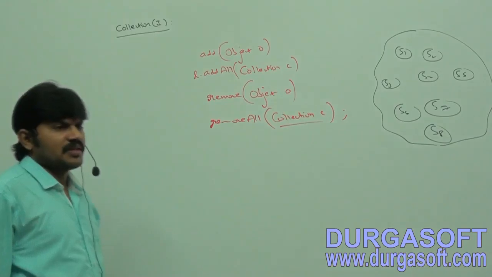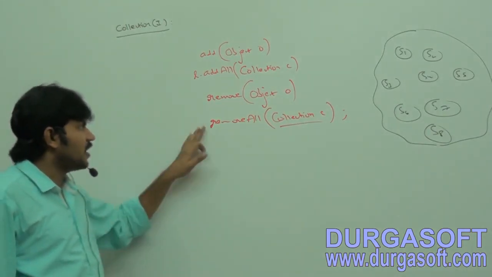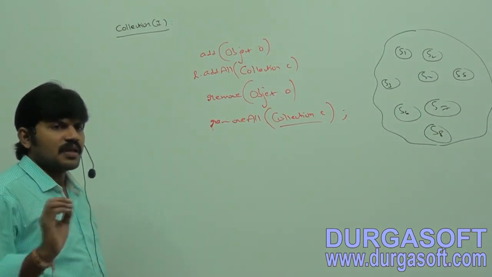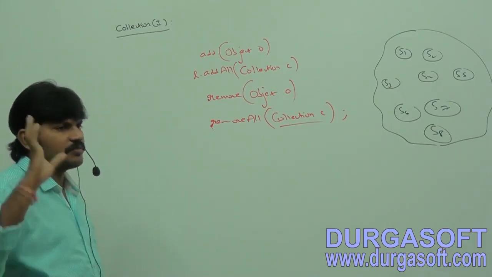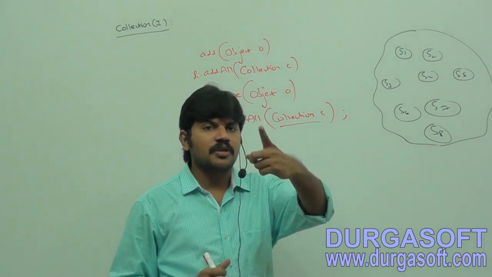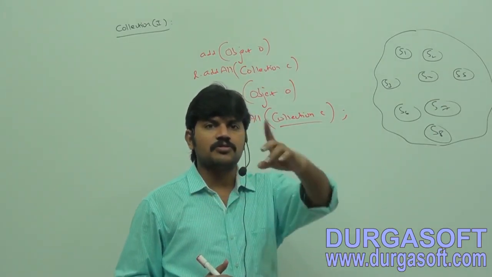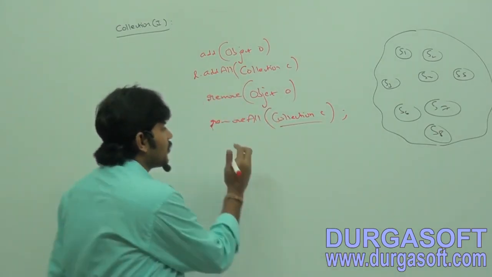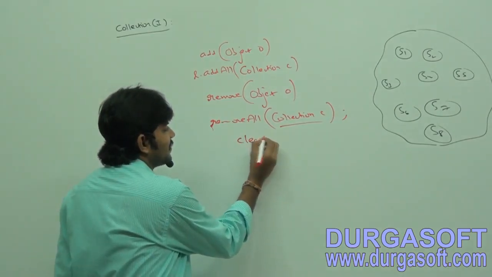Sir, I have one more method, make sure you are aware. Sir, can you please clear all these objects? I don't want a single object in my collection. All objects by default should be removed. Then which method do we have to call?